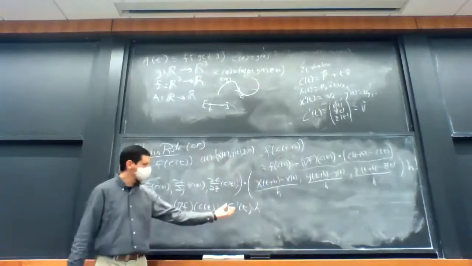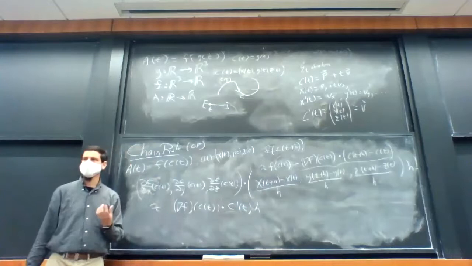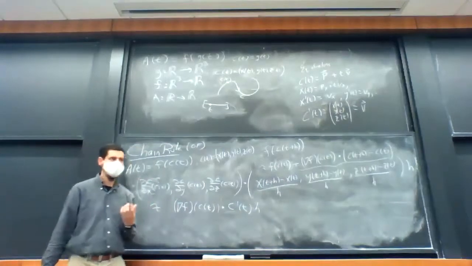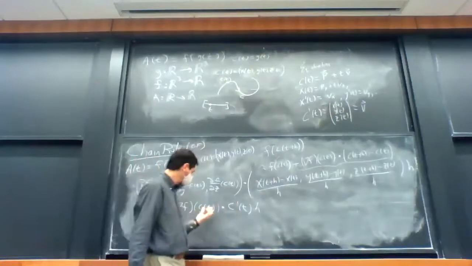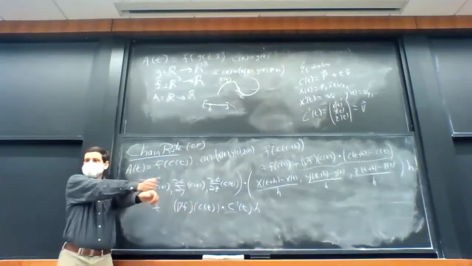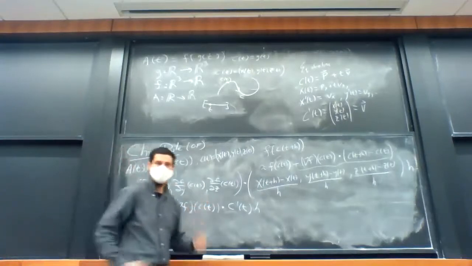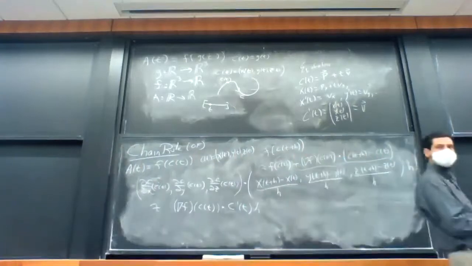So which direction should I choose for c prime of t to make this dot product as large as possible? Parallel with the gradient of f, right? Because if they're parallel, then the cosine of theta is 1. So if c prime of t is in the direction of the gradient, that's my fastest change. If I go in that direction, I change the fastest.